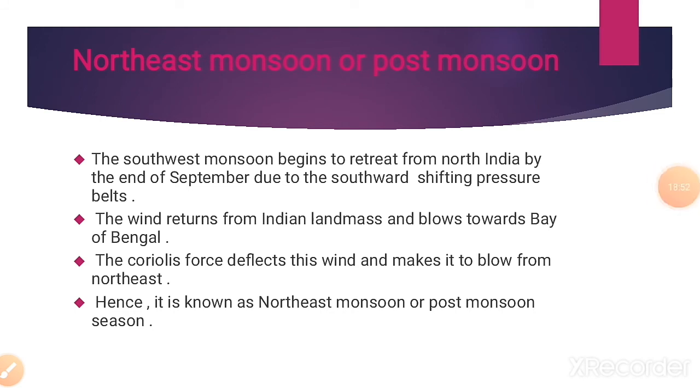The next season is northeast monsoon or post monsoon. The southwest monsoon begins to retreat from North India by the end of September due to the southward shifting pressure belt. The wind returns from Indian landmass and blows towards Bay of Bengal. The Coriolis force deflects this wind and makes it blow from northeast. Hence, it is known as northeast monsoon or post-monsoon season.